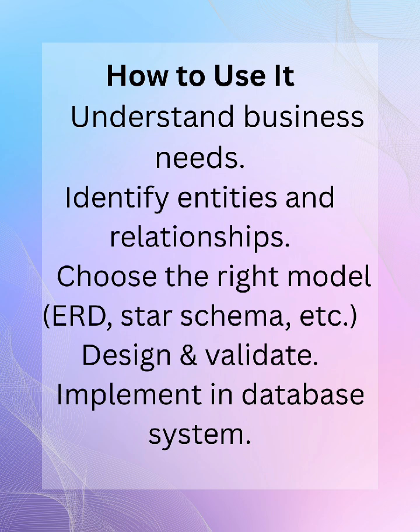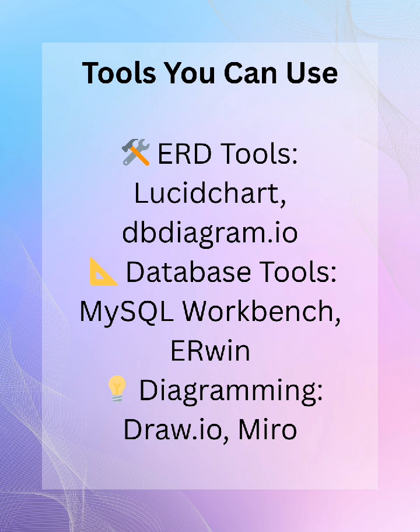After that, we design and validate the model. We sketch it out, make sure it covers all the requirements, and check with the team or stakeholders to ensure nothing is missing or misunderstood. Finally, we implement the model in the database systems. This is where we actually create tables, set up keys, and apply the structure so that applications can start using it. So, overall, it's a step-by-step process from understanding the business to building something useful and reliable in the database.